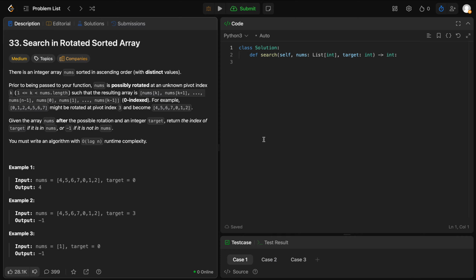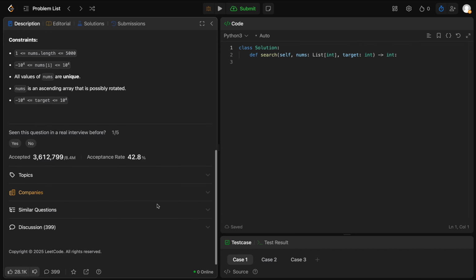There is an integer array sorted in ascending order with distinct values, and with a pivot index. Given the array after rotation and an integer target, return the index of the target if it's in nums, or -1 if it's not in nums. For example, the target was 0. And it has to be O(log n).